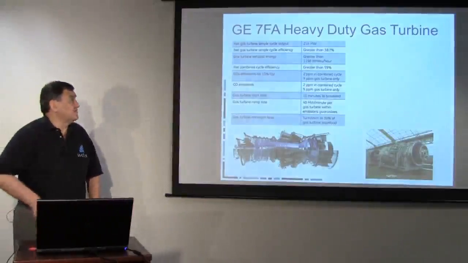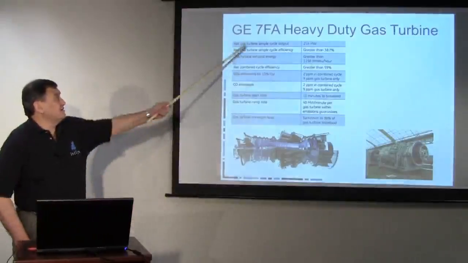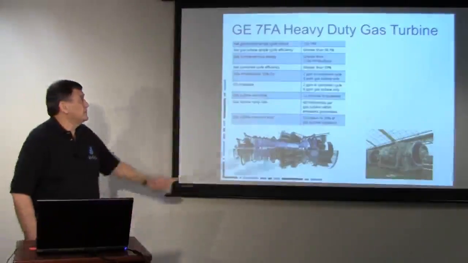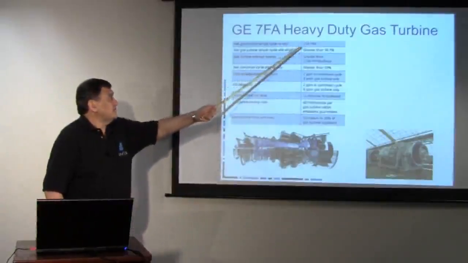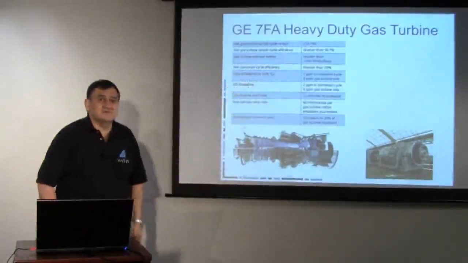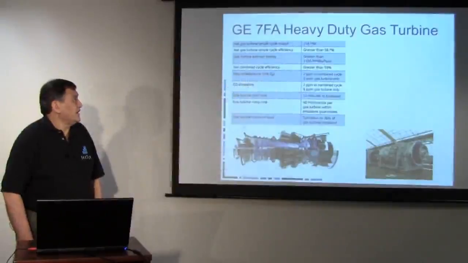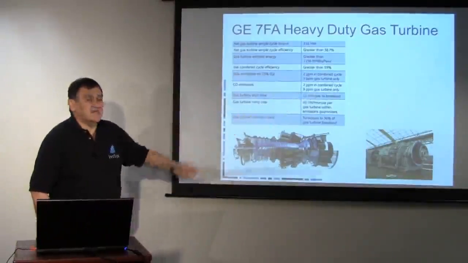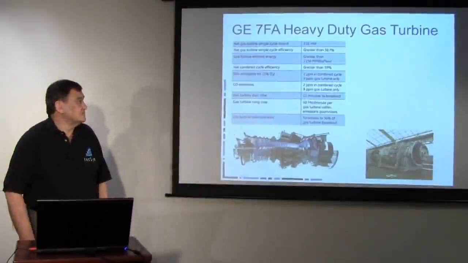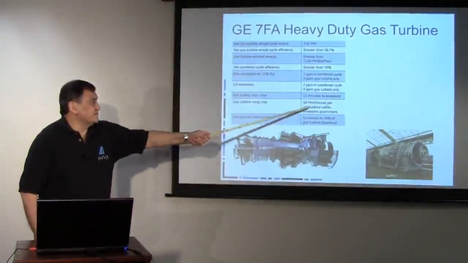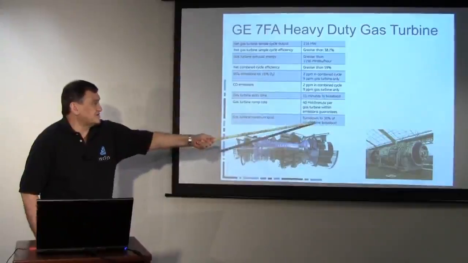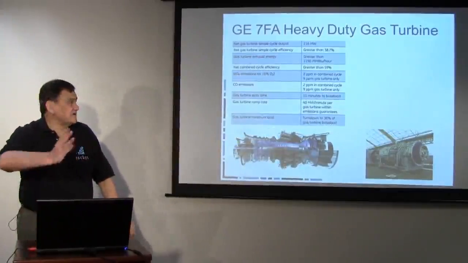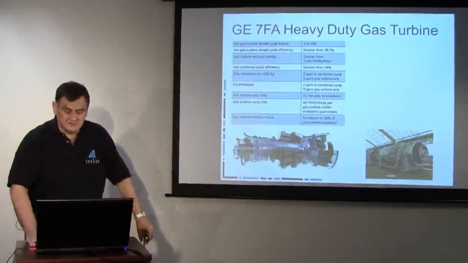So here's an example of a GE Frame 7, a very heavy duty gas turbine with a simple cycle at 260 megawatts output. It takes 11 minutes to get up to base load. That's excellent. It can move at 40 megawatts a minute, and you can bring it down to 36% of the actual base load. So you've got a very good operating range to deal with.